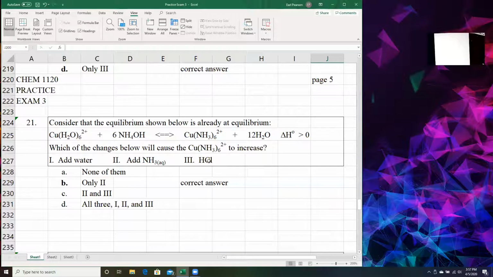What if I add HCl? HCl is going to react with this base. It's going to remove some of it, and it's going to shift it to the left. So the only one that's going in the direction we want to make this concentration go up is number 2. So we're still good there.